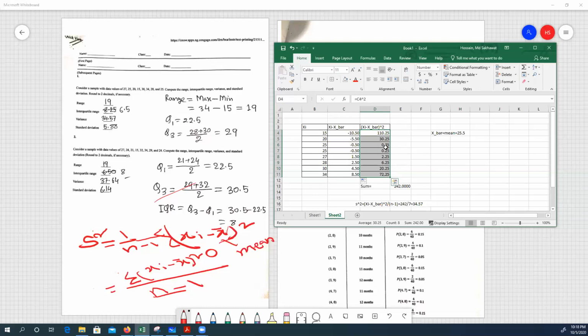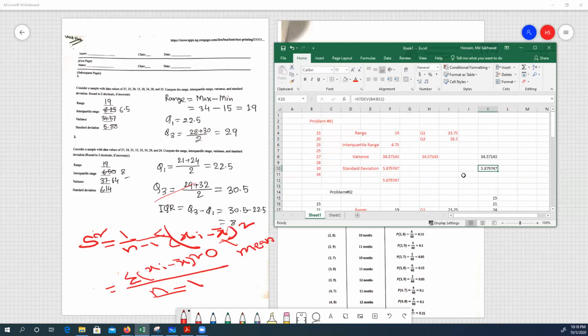So if you add them, then the total will be 242. So our formula is the summation of the square of the difference divided by n minus 1. n is 8 here because the total number of observations is 8, minus 1, so it will be 7. So the sum is 242 divided by 7, which is 34.57. And we also found the variance is 34.57 here.